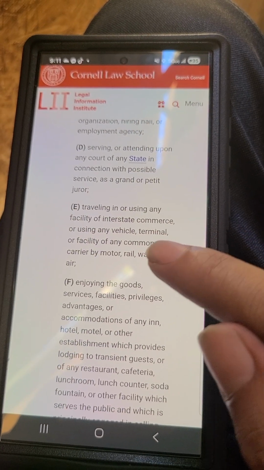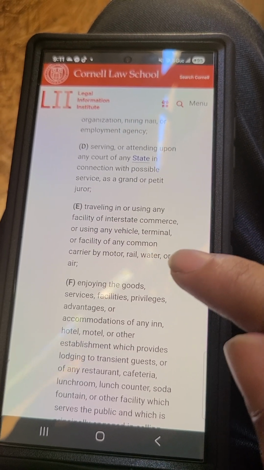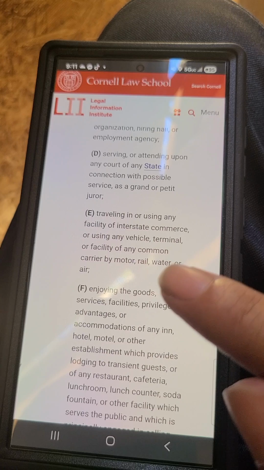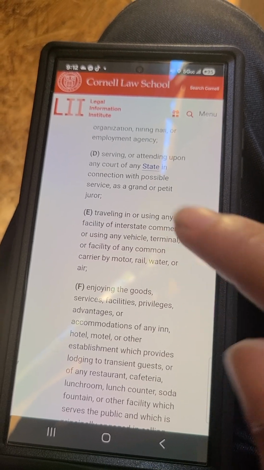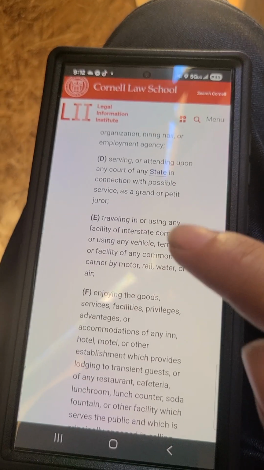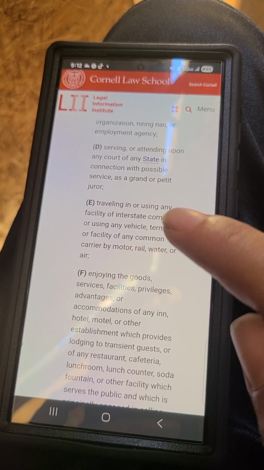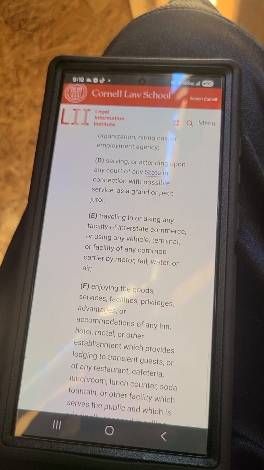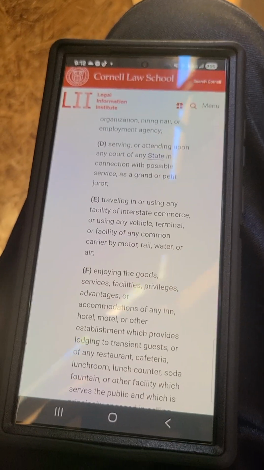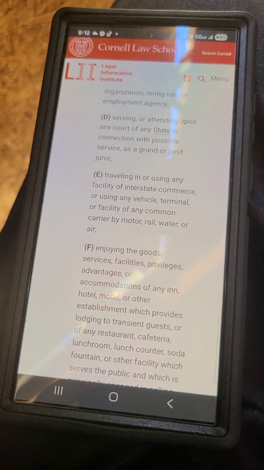Traveling in or using any facility of interstate commerce, or using any vehicle, terminal, or facility of any common carrier by motor, rail, water, or air. So basically, we have the right to travel. You can't stop us from exercising that right. If you do, it's called ingress or egress, I believe. It's basically a legal way of stating that they're keeping you from entering or leaving a building.